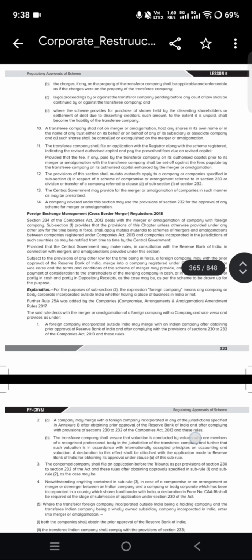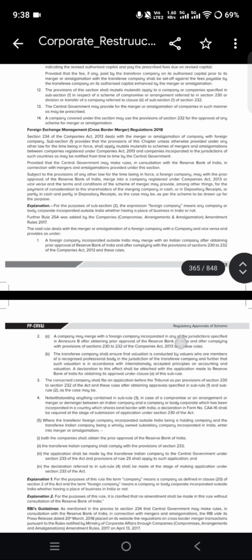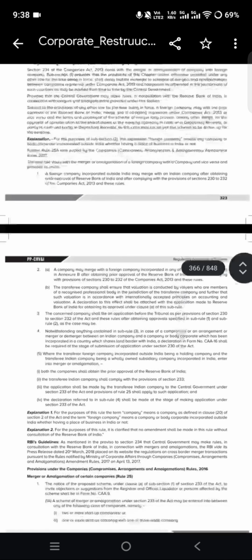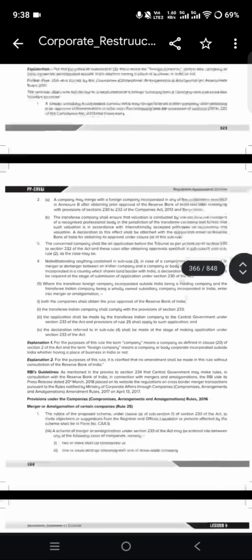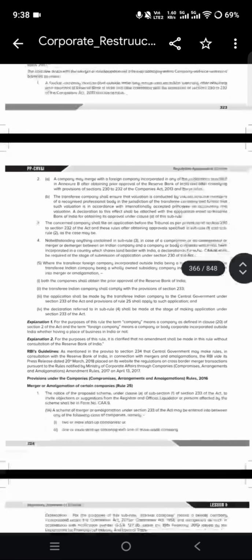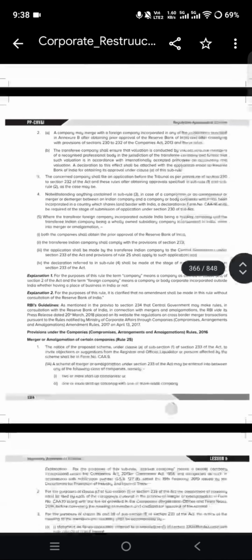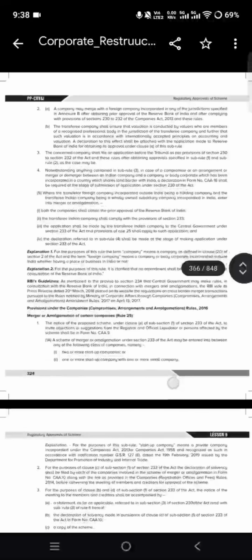The scheme aforesaid may contain provisions for all or any of the following matters. First, the constitution, name, registered office, capital and assets, powers, rights, interests, authorities, privileges and liabilities, duties and obligations of the transferee company, that is B bank. Second, the transfer to the transferee insurer of the business, properties, assets and liabilities of the insurer on such terms and conditions as may be specified in the scheme. Means in the scheme, whatever is mentioned about assets, liabilities and so on.